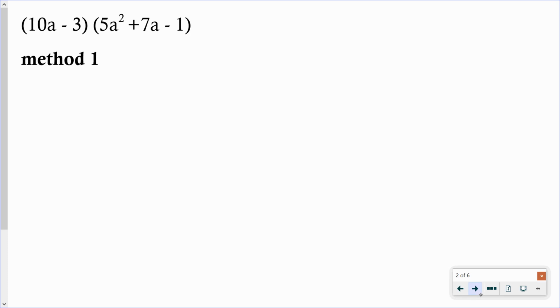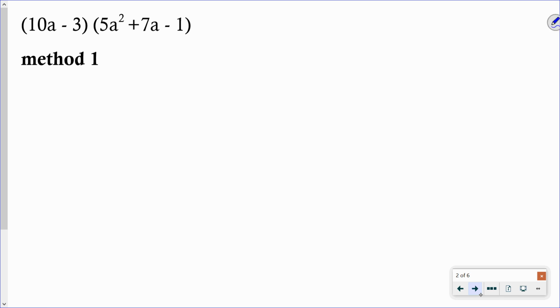For our notes today, you can see in your booklet that we have one problem, but there's a lot of space. So I'm just going to show you two different methods that you can use to multiply these two polynomials. The first thing I want you to notice is that we have a binomial, which is two terms, multiplied by a trinomial, which is three terms.